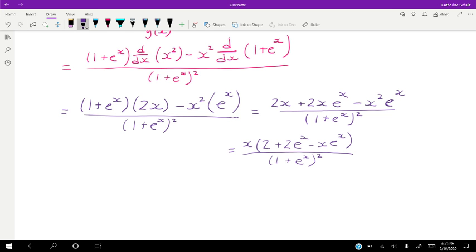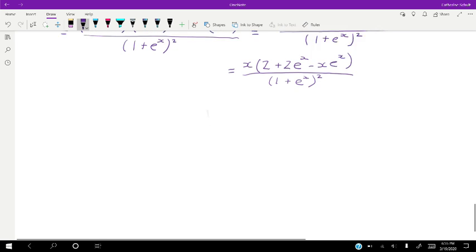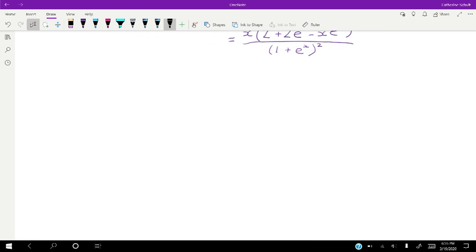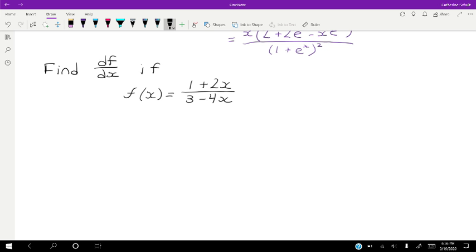So why don't you guys try an example on your own? You guys are going to find the derivative of f with respect to x if f of x equals 1 plus 2x over 3 minus 4x. So go ahead and push pause and work out your solution and then come back and we'll talk about it.